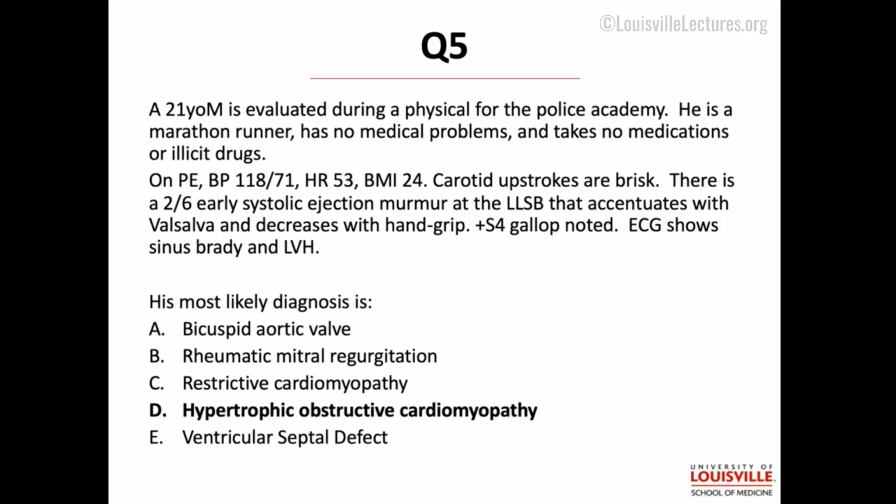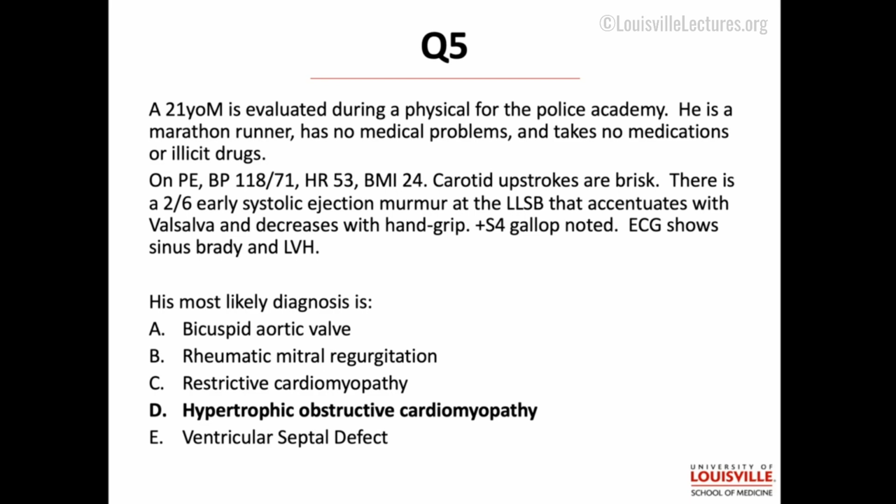This is a case where the physical exam finding is pathognomonic, and you absolutely need to know what that physical exam finding means. The correct answer here is HOCM, hypertrophic obstructive cardiomyopathy. And the key piece of information is this early systolic ejection murmur that accentuates with Valsalva. That is basically pathognomonic for HOCM.